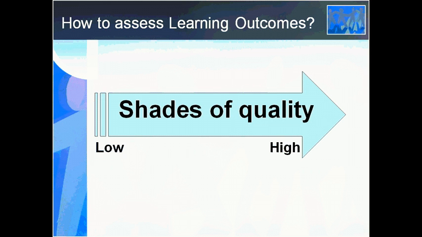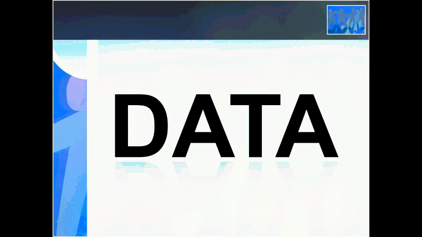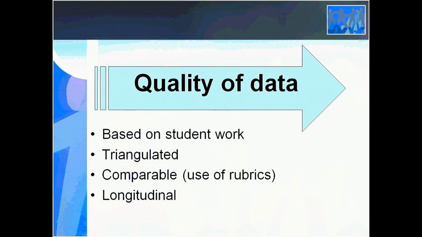But the assessment of learning outcomes has shades of quality. You can have low quality assessments, and you can have high quality assessments. What determines the quality is basically the data. One, if you have data. Two, if that data is concentrated, focused, in terms of telling us a complete picture of what we want to learn. And basically, in this case, we want the data to tell us about student learning in all its aspects.